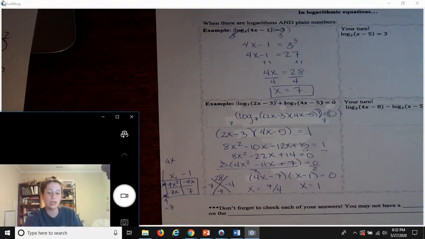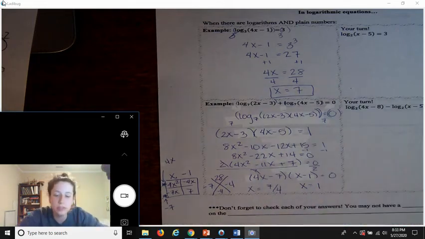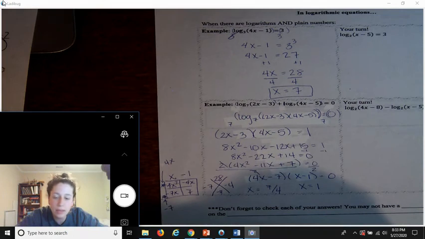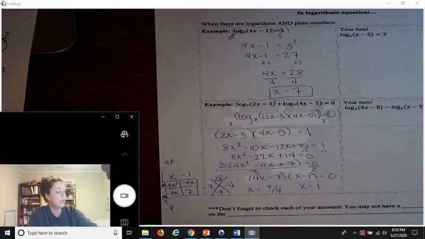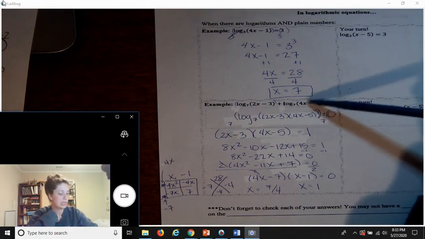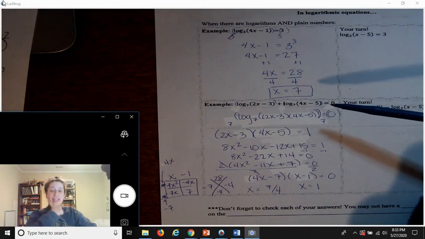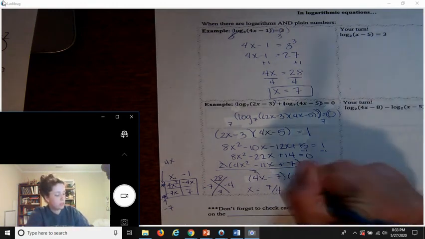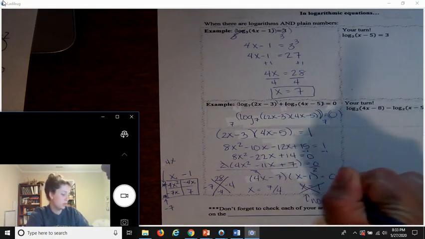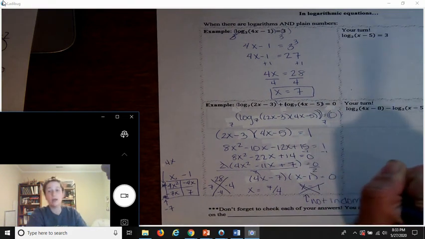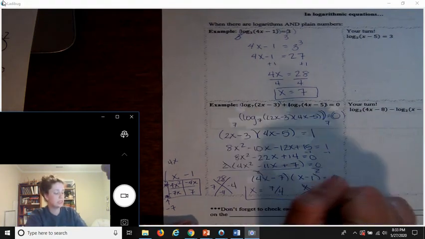Now, let's see. These are two solutions. Let me look at this for a second. The person who originally did the solution says that x equals 1 is not a solution. So if I sub in, oh, and I see why. If I sub in x equals 1 here, I get 4 minus 5, which is a negative value, and you can't stick negative values into logarithms. So this is not in the domain. So it's not a solution. So the only one that is a solution is the 7 over 4.